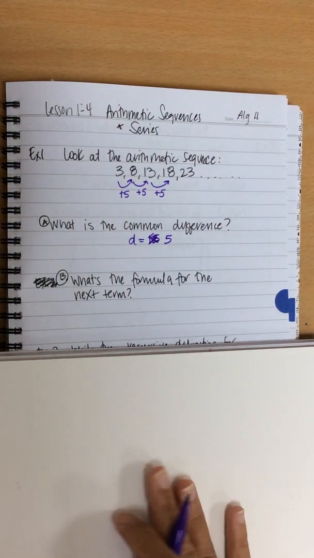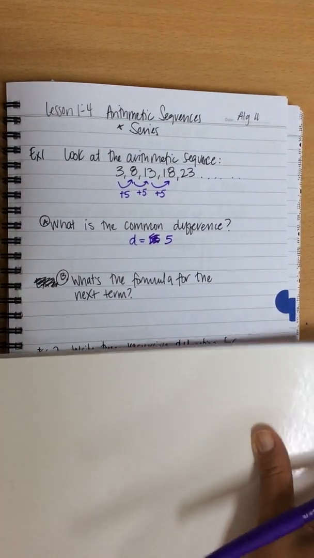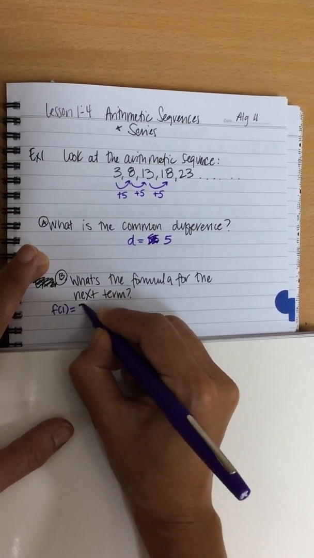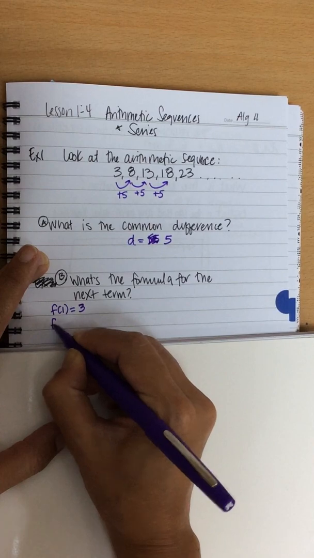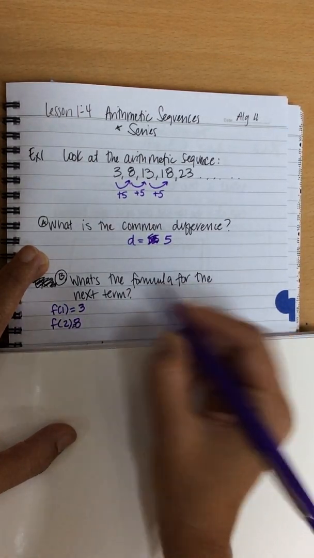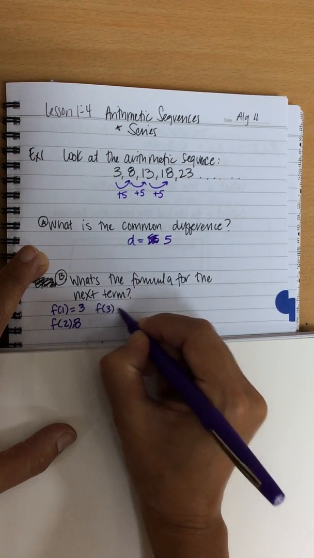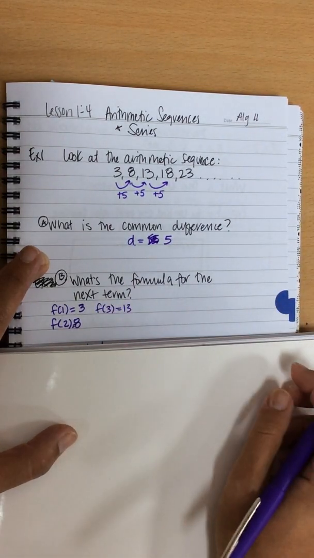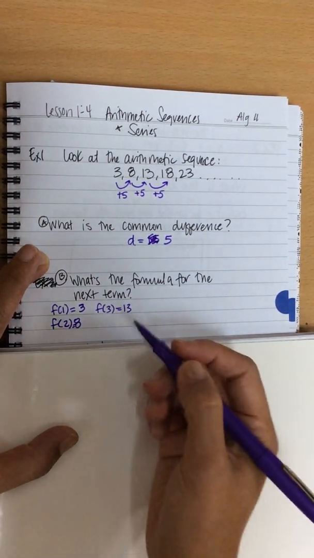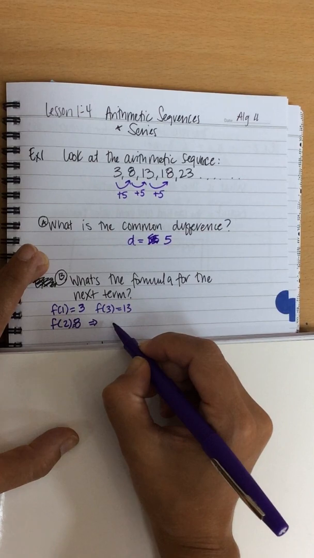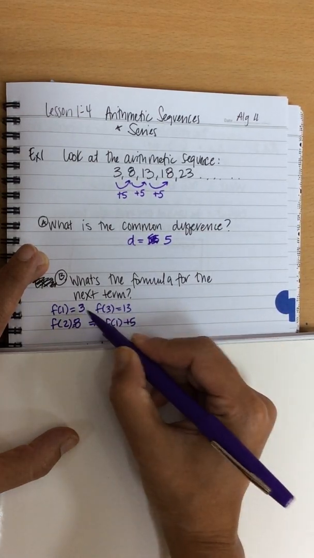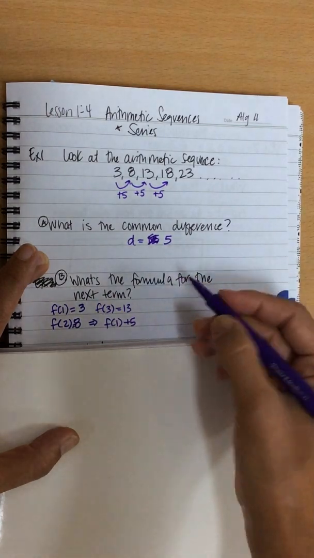So let's think about it. So we know that f sub 1 is 3, right? F of 2 is 8. F of 3 is 13, right? We could write all those out. We know what those are. But what if I wanted to write f of 2 in a different way? Couldn't I also say that f of 2 is equal to f of 1 plus 5, right? I can just take my 3 and add 5 and I get my second term.